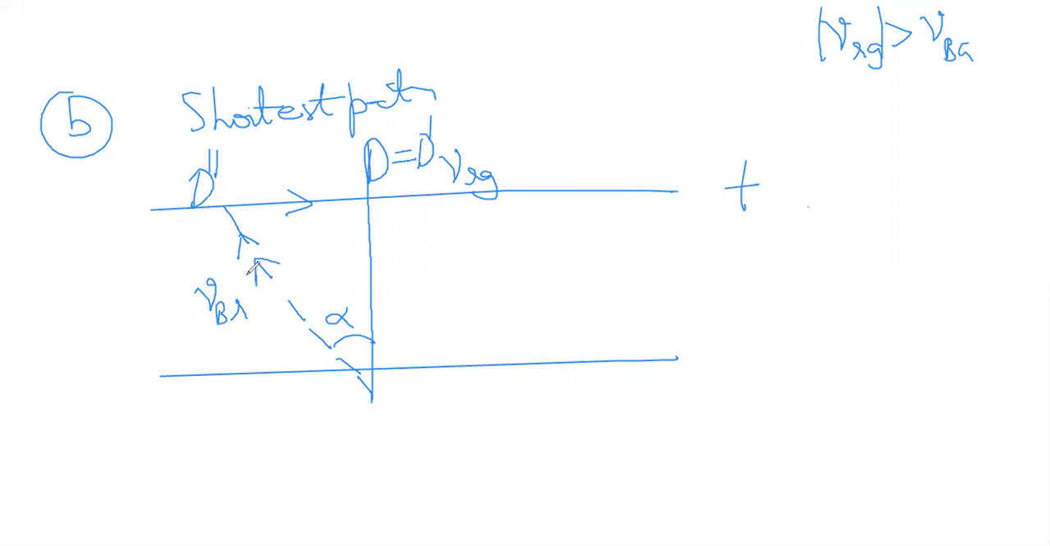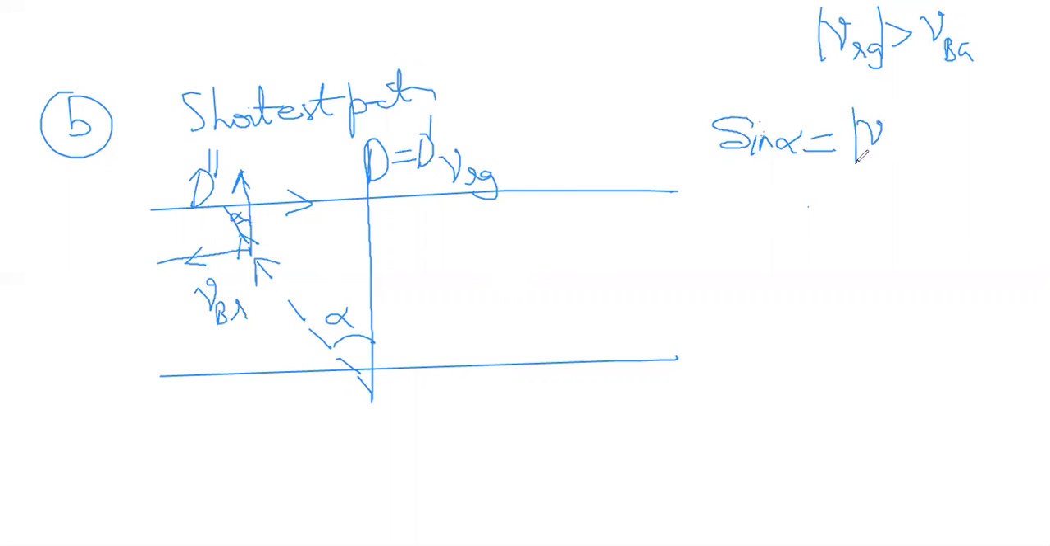Again, we have to split this velocity into two components, this component and this component. Is it or not? Then what will be alpha? This will be your alpha. In this situation, can we find alpha? Again, yes, by using sine alpha. What is sine alpha? Sine alpha is equal to the opposite side by the hypotenuse.